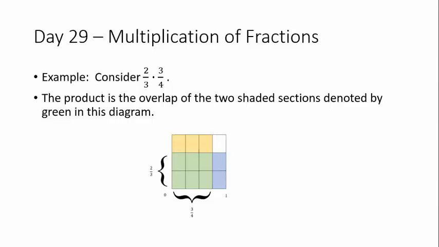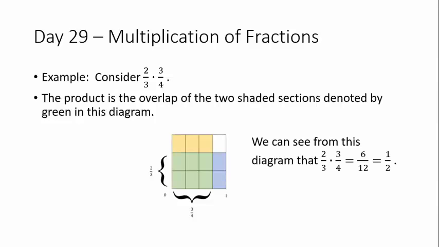I can see that 2/3 times 3/4 is 6 of the total number of pieces that were in the square. So there are 12 pieces, and I've selected 6. So the product, 2/3 times 3/4, is equal to 6/12. And of course, we can simplify this fraction. This becomes 1/2 when we simplify it. Notice that in this model, we get some motivation for the way we typically multiply fractions. 2 times 3 is 6, and 3 times 4 is 12. So we're multiplying the numerators together, and we're multiplying the denominators together.